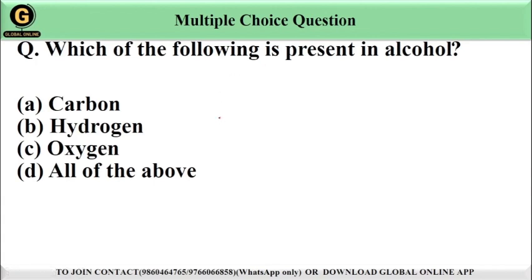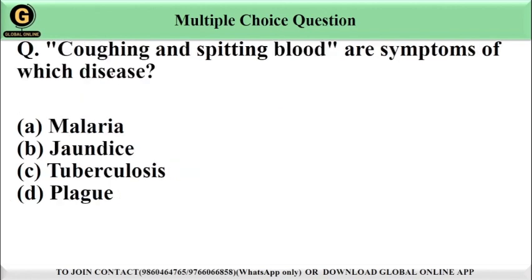Alcohols are organic compounds that contain carbon, hydrogen and oxygen atoms. The general formula for alcohol is CnH2n+1OH, where OH is a hydroxyl group. These three elements are essential components of alcohol molecules, making option D the correct answer. So, the correct answer is option D, all of the above. Let's move to the next question.